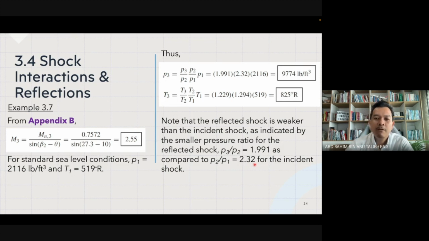So if you imagine the shock being reflected again and again and again, it will then eventually reduce the pressure ratio and the Mach number. Okay.